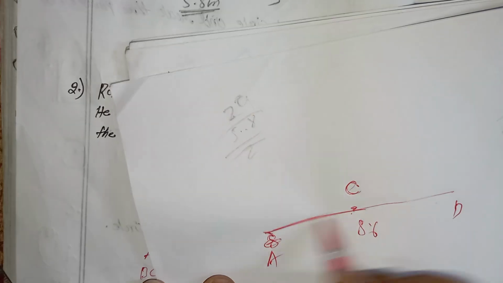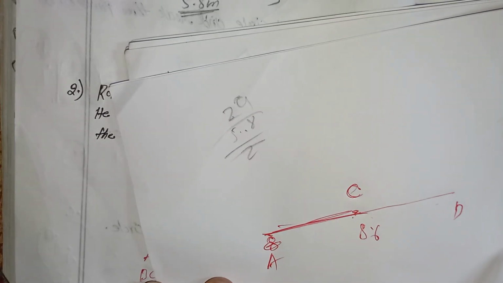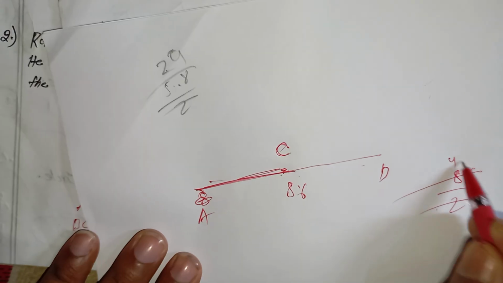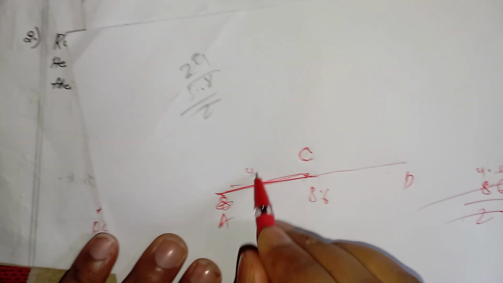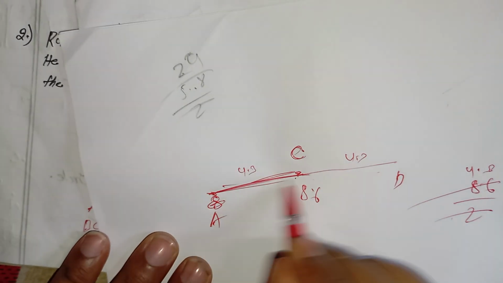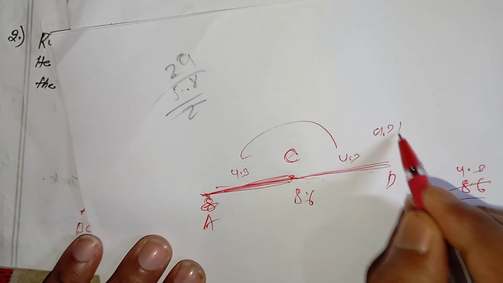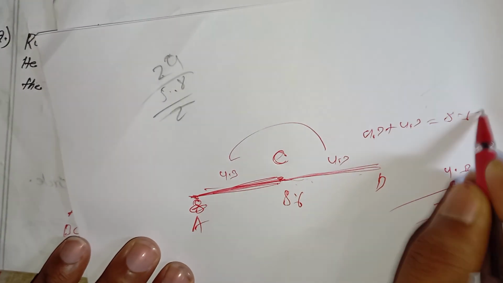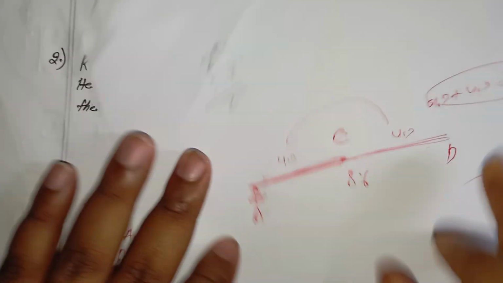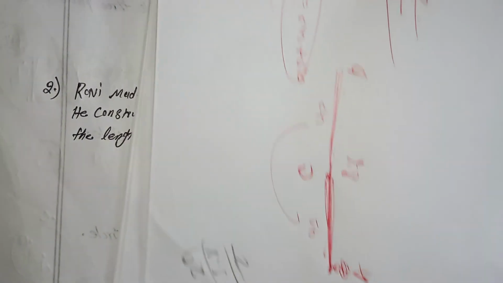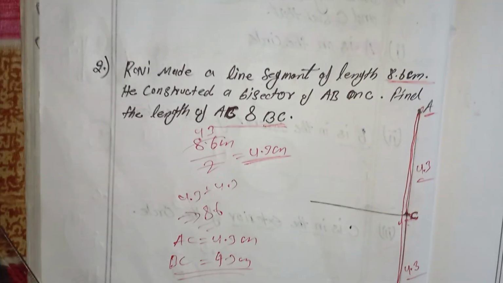Now I am asking what is the distance here, so it will be half the distance only. It is going to be 8.6. What will be the half of this? This is 4, this is 3. It means that this is 4.3 and this is 4.3. When you add 4.3 plus 4.3, it's going to be 8.6 only. Same here. Okay, right? So let's talk about this question.